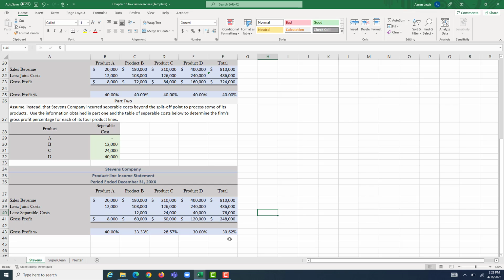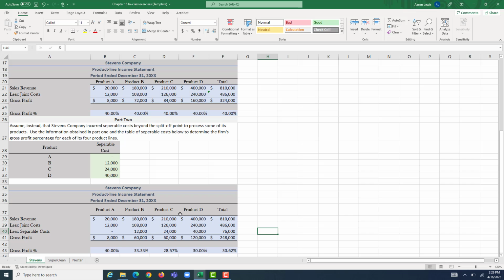Well, what would they do in this instance? Well, in this instance, what we're saying here is our options are to sell them as is for a sales amount, or to spend more money to make them fancier, but then turn around and sell them for the same exact amount. And that doesn't seem very wise to me. So in this case, if it's not going to increase your sales value, Stevens Company should just sell these things as is at the split off point.